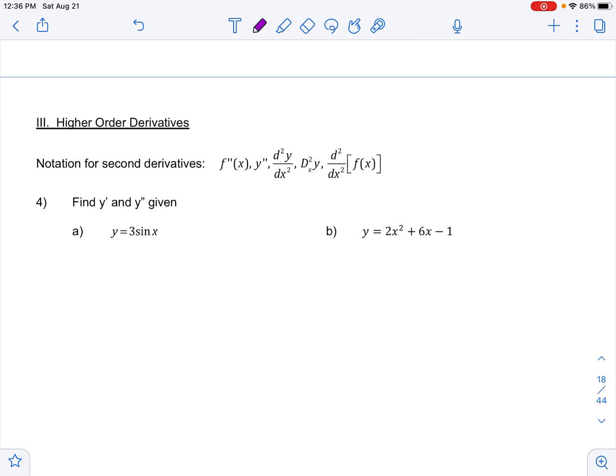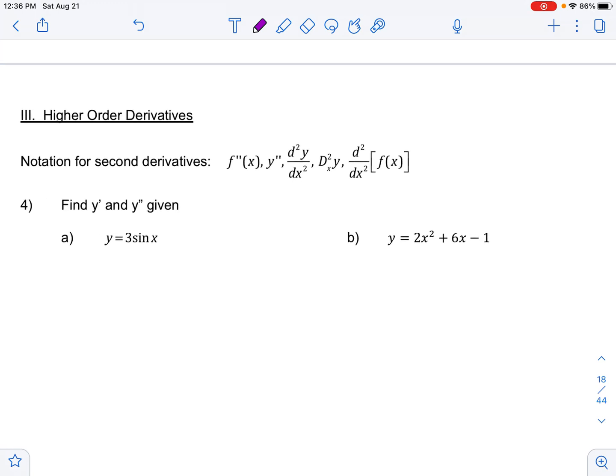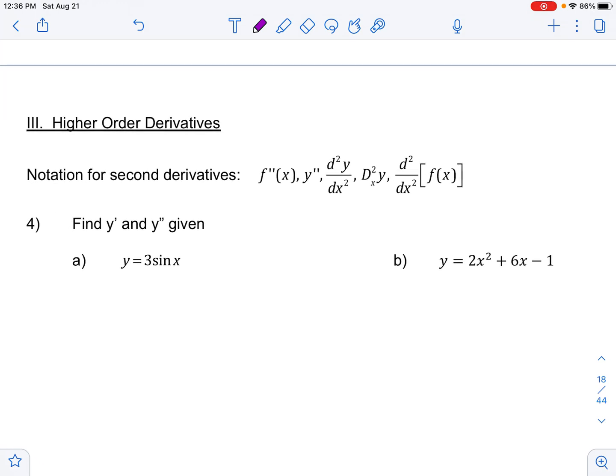Okay, now sometimes we may be asked to take higher order derivatives. That means instead of finding the first derivative, which is a slope, we may want to come up with the second derivative, third derivative, etc. Later we'll learn what that means. But real quick notation, instead of f prime, you'll use f double prime. Instead of y prime, you could use y double prime. This is your notation for the first derivative, dy dx.